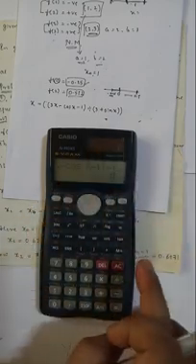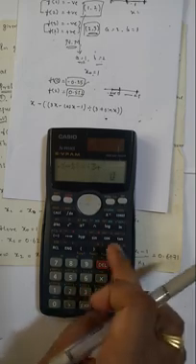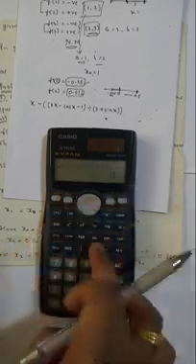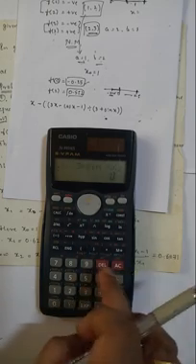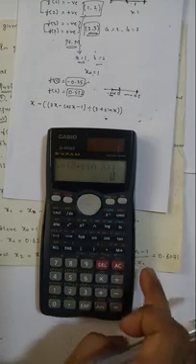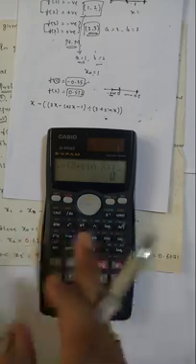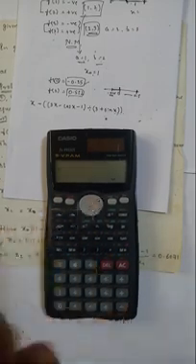Then this is divided by, open the bracket for the denominator, then we have 3 plus sin x, then I complete the bracket for the denominator and this bracket for the second term. Yes, this is the way we have to type in the calculator. Now the calc button, right?